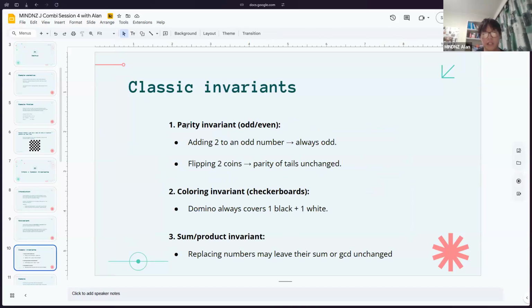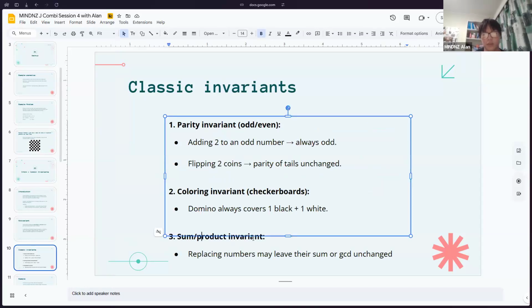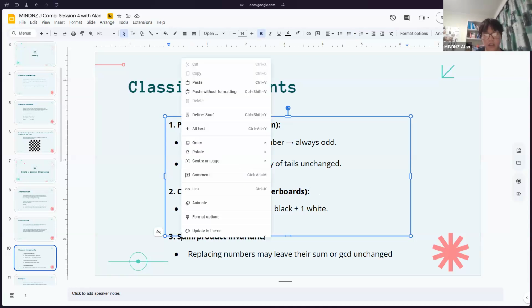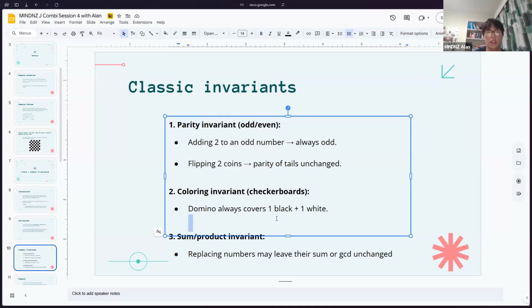So the classic invariants are parity, coloring, and sum and product. Parity is odd and evenness. There's also modular invariance, which is like mod 3, mod 4, mod 5. Coloring invariant is where it's usually presented in a grid, and then you can assign some colors to the grid. And then there's also sum and product invariance, where most commonly you have some numbers on a blackboard or whiteboard, and then you replace two numbers each turn with one number. Or it's a game with number replacement or movement.